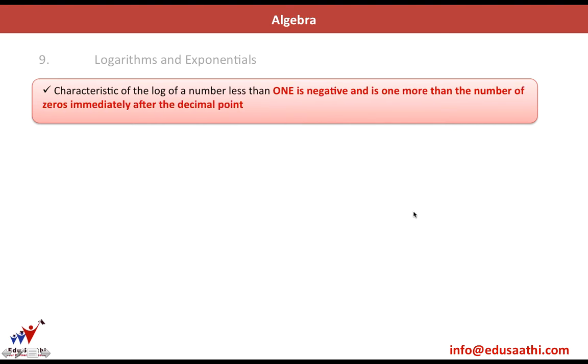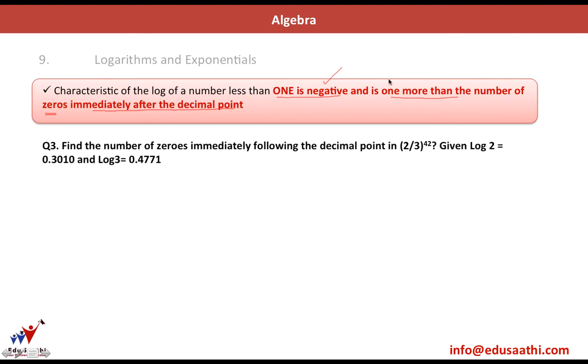Let's move ahead and look at a question based upon the other thing: characteristic of log of a number less than 1. If the number that you have is less than 1, the characteristic would come out to be negative, and its magnitude is 1 more than the number of zeros immediately after the decimal point. So my answer would be 1 less than the answer that I get.